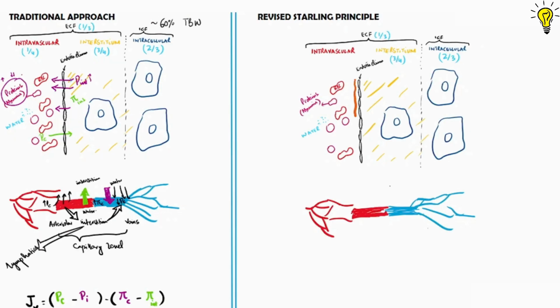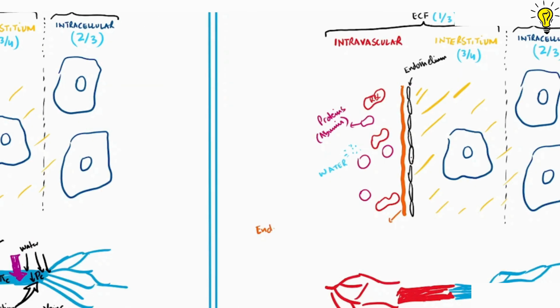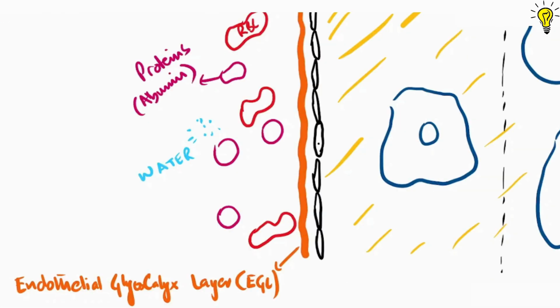In the revised Starling principle, we come to know it's not the endothelium that's the semi-permeable membrane. Rather, there is a glycocalyx layer lining the inside of endothelial linings that acts as a barrier. The yellow highlighted area between the endothelial glycocalyx layer and endothelium is called the Sub-Glycocalyx layer, or SGL.